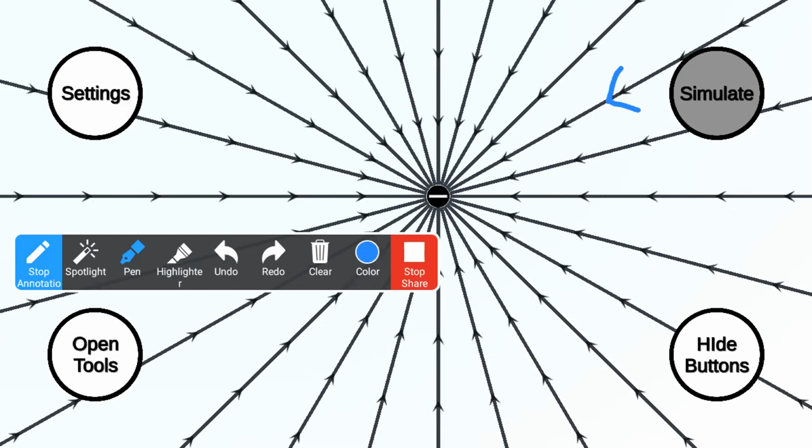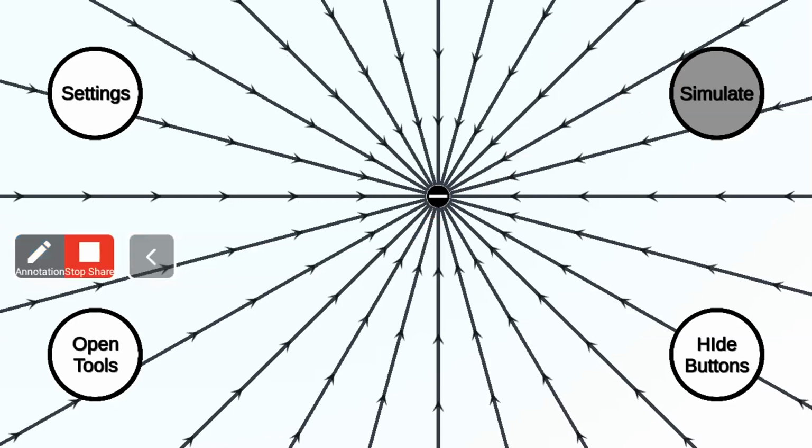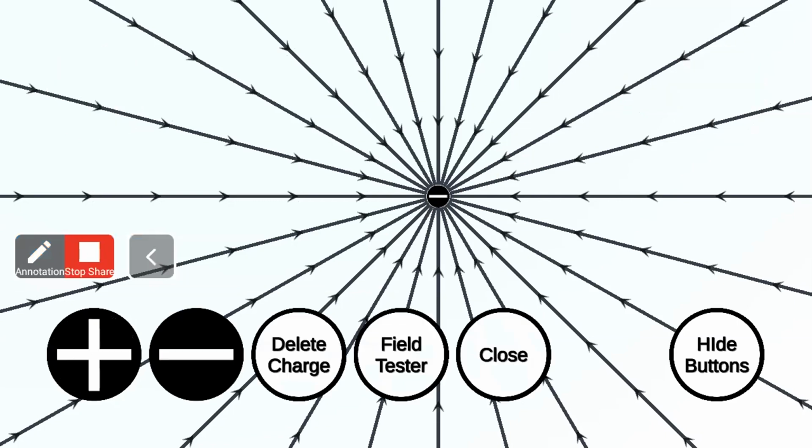If it is positive, it will be going outside. If it is negative, it will be coming inside. Now you have seen the effect of a negative charge. Now what I'm going to do, I will put both a positive charge and a negative charge. Let's see what's happening. Anyway, I will reset this.